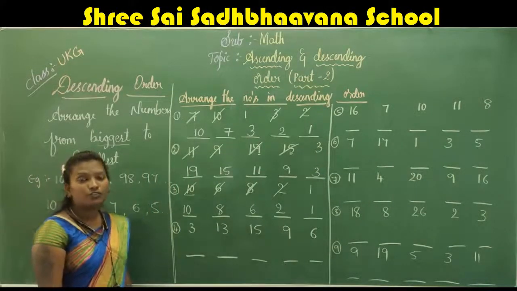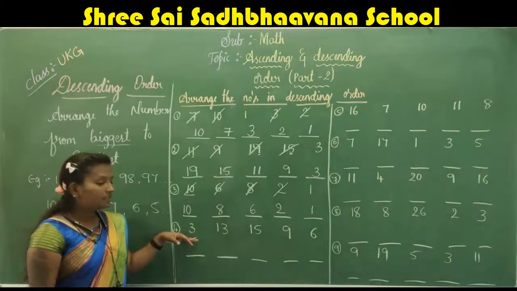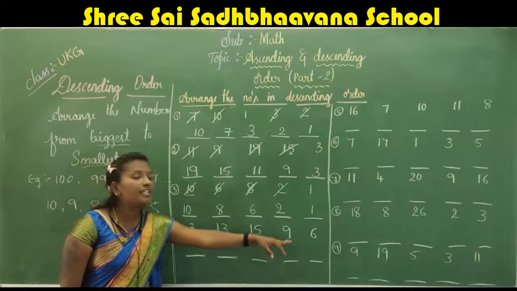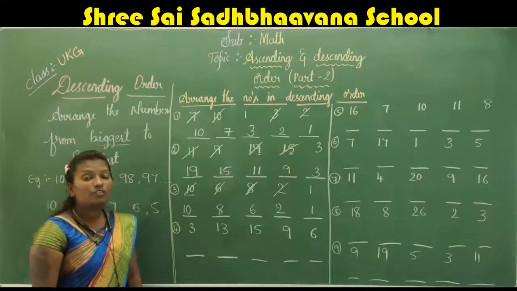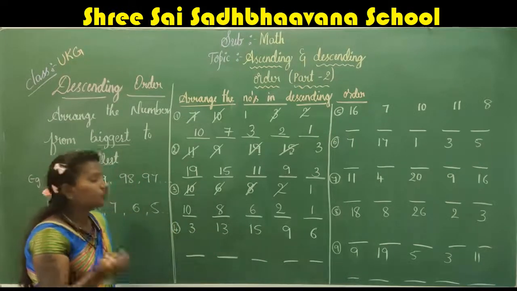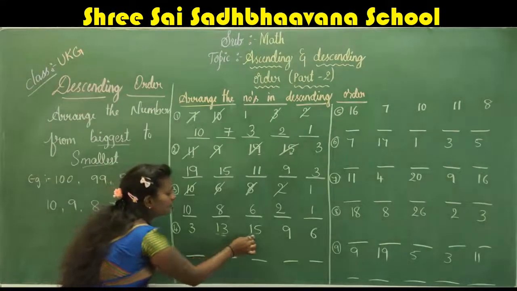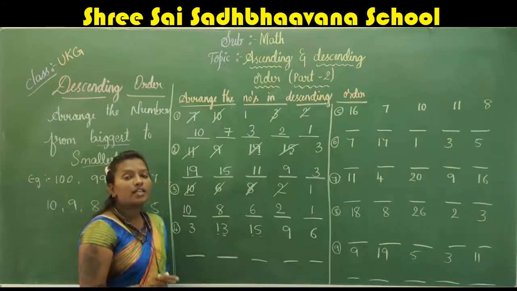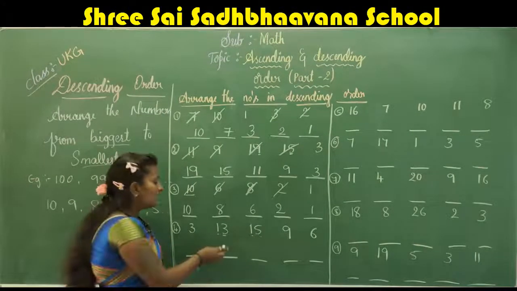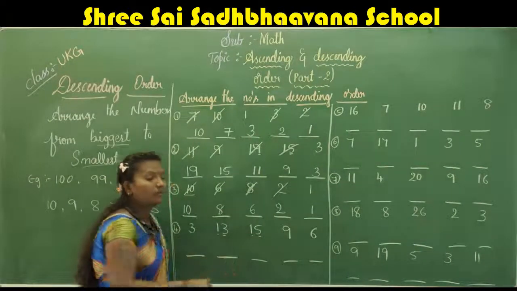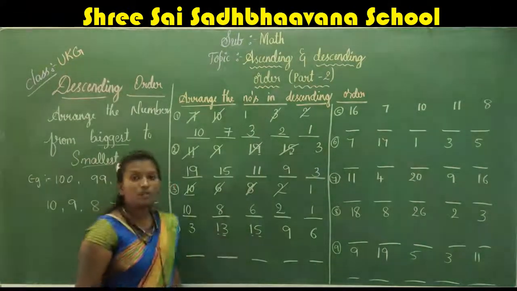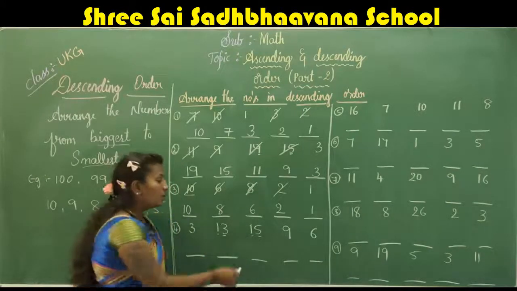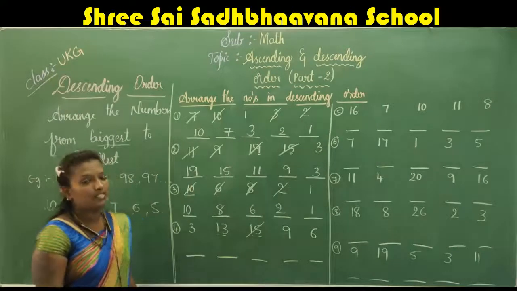Next, we'll go for the fourth one, children. Number 3, number 13, number 15, number 9 and number 6. Now what we have to do? We have to observe 2-digit numbers. So in the tens place 1 is there. Here also 1 is there. 1 equals 1. Next, here number 3 is there. Here number 5 is there. In these 2 numbers, which is the biggest number? 5 is bigger than number 3. So 15 is the biggest number.